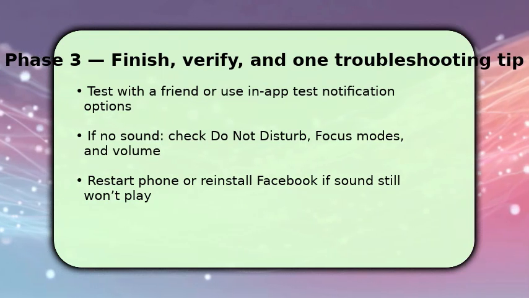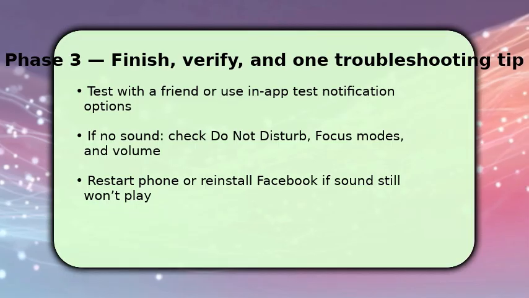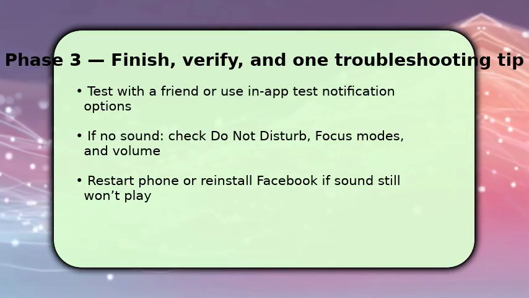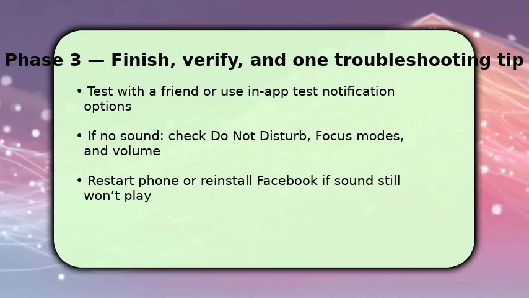Finish by testing. Ask someone to message you or use the app's test notifications and listen for the selected tone. If you don't hear anything, make sure Do Not Disturb or any focus mode is off and that the ringer volume is up. Silent switch can mute notice sounds.